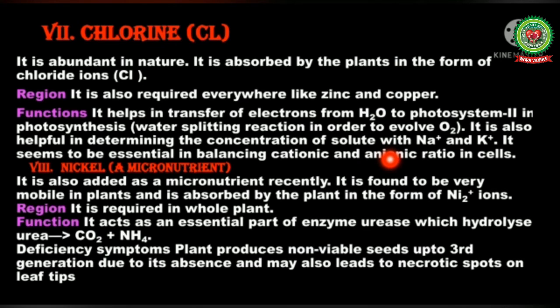The deficiency of chlorine results in wilted leaves and stunted root growth, along with reduced fruiting.